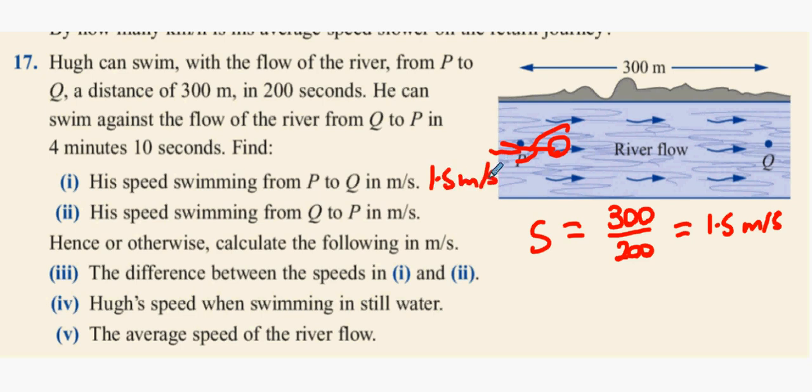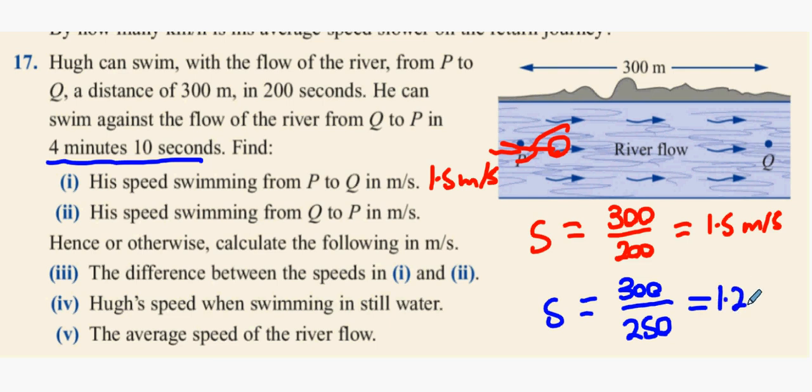Okay, on the way back, how fast was he going? Because you got to divide 300. Now, he does it in 4 minutes and 10 seconds. We're going to convert that into seconds. So what is that in seconds? 250 seconds. And what did you get for that? 1.2 meters per second. Now, his real speed is somewhere in the middle, isn't it?